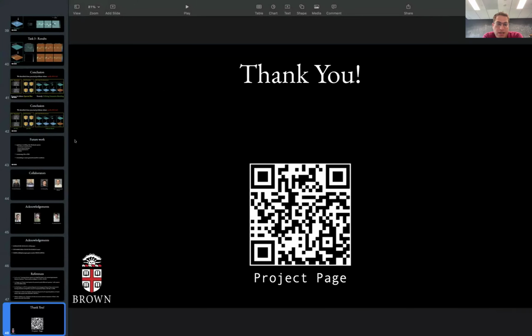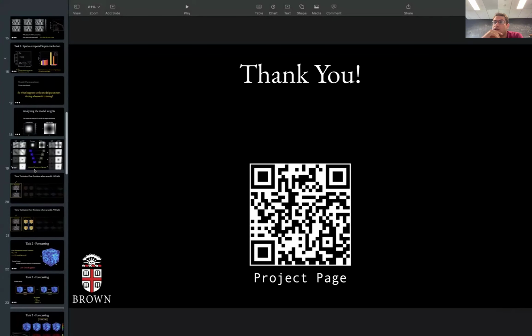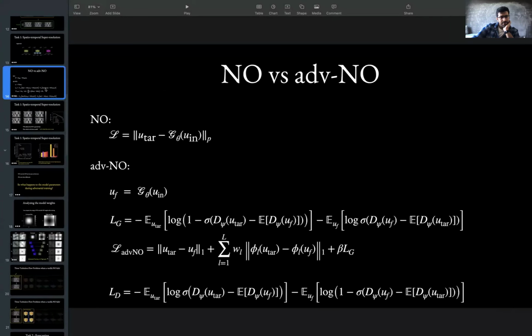Thank you. Very great talk. Regarding the neural operator and the adversarial loss function, did you try other neural operators than U-Net, like DeepONet? We actually tried. So we tried DeepONet and Fourier neural operators, but it did not work.